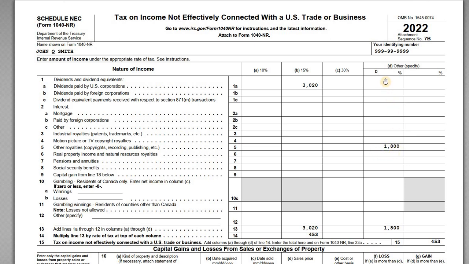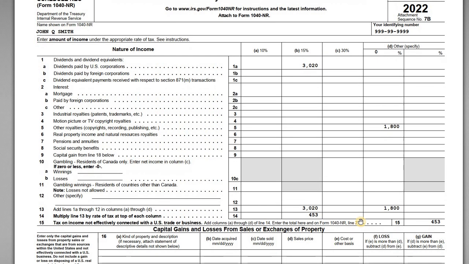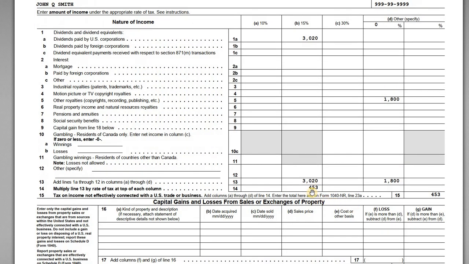So his $1,800 in U.S. royalties gets a 0% tax rate, and it's reported there on line 5. So the adjusted amount of tax that John actually should owe after claiming the treaty positions is the $453. So 3,020 times 15% is 453. 1,800 times 0 is 0. So the total amount of tax that John actually owes on this income is $453.